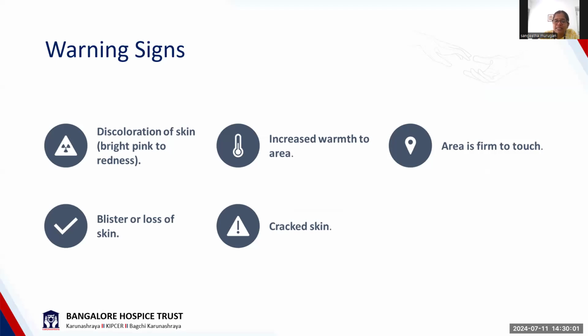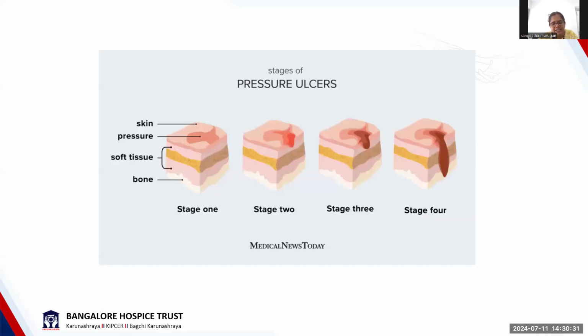These are all the warning signs. You can see discoloration in the skin, sudden redness will be there. Once you see the redness, you start to react. The nurses should start to react to redness on the skin, any spot. If you touch the patient, you can feel warmth and the area will be very firm to touch. You could see small blisters, cracked skin. So these are all the warning signs, especially under the bony prominence, where the patient is prone to develop pressure ulcer.